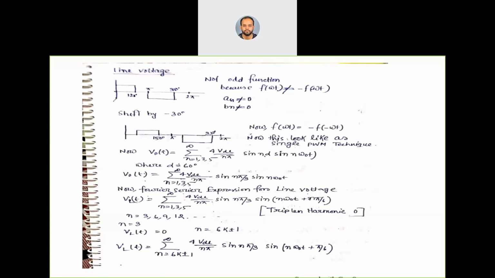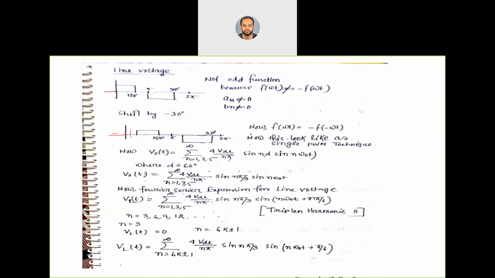Why is this not an odd function? Because f of theta is not equal to minus of f of minus theta, because here f of theta has some value, but f of minus theta, that means this part, is equal to 0. So that means this is not our function. But if we shift it by 30 degrees, then f of theta and minus of f of minus theta are the same. So that means this is an odd function. Odd function means we have to find out the bn value.